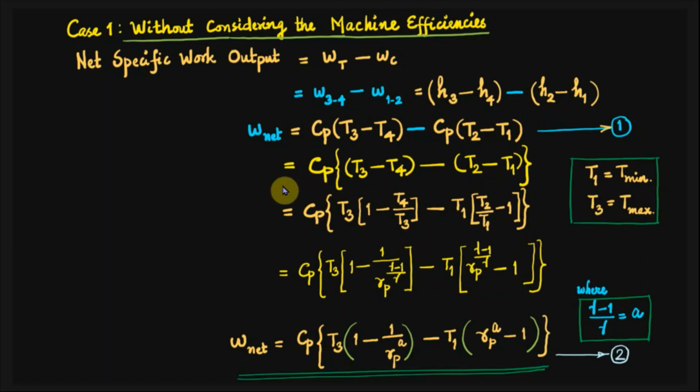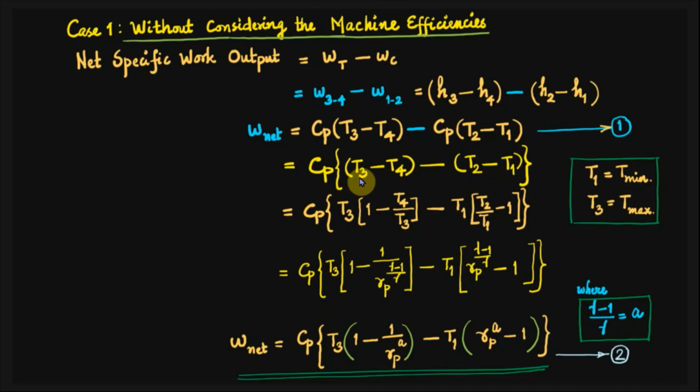Now we will be concentrating on the temperature limits. See, the minimum temperature in the cycle, we know that it is T1, that is at inlet to the compressor. Usually that is the atmospheric temperature. And T3, that is the maximum temperature in the cycle, prevails at the outlet of the combustion chamber or entry to the turbine. Actually, that is constrained by the metallurgical limit of the blades of the turbine. And T3 is equal to T max, T1 is equal to T minimum.